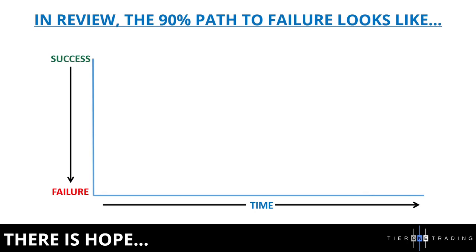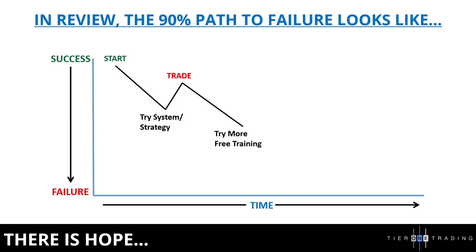We all start out somewhere. And at the beginning, we start out with success. But over time, bad things happen. We try a system and strategy. We think we're going to trade it, and it doesn't go well. And we try again something else over time, more free training. Then we trade that thing that we learned. It didn't go well. We try another strategy, another system. We trade that.